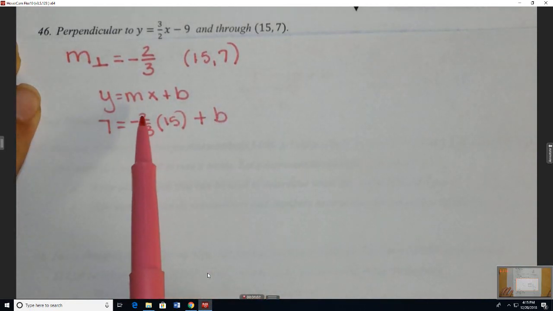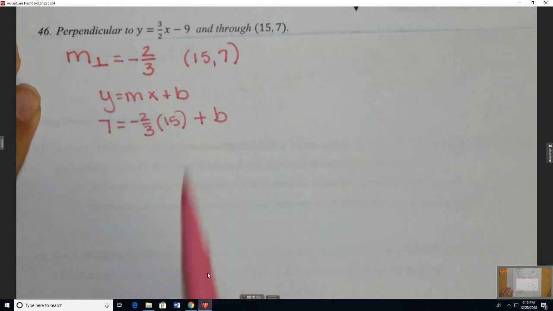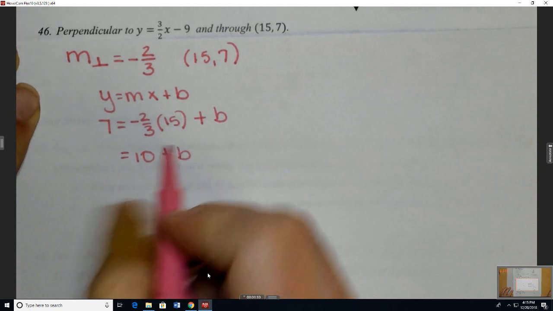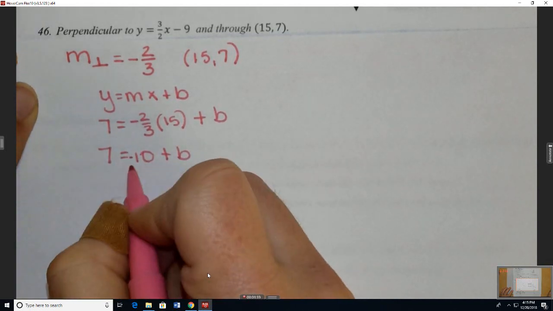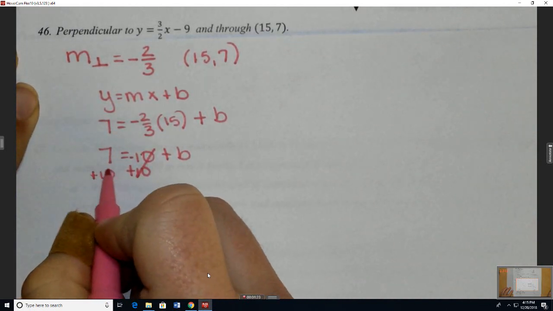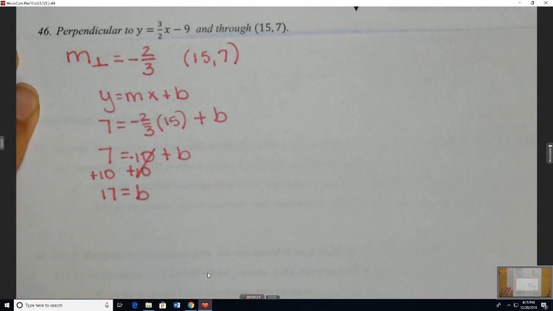When we multiply -2 times 15, we get -30, then divide by 3, and we get -10. And then we'll bring down the plus b and the 7. Okay, so -10 plus b equals 7. And then we'll add 10 to cancel that -10, and we'll do it on the other side to get 17 equals b.